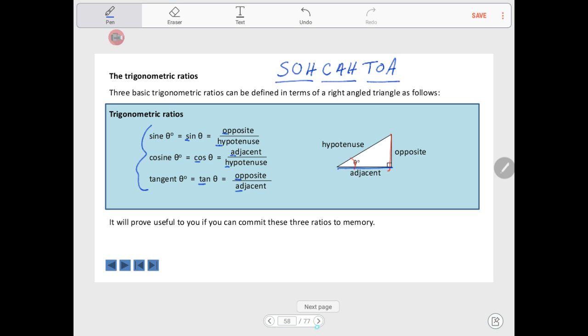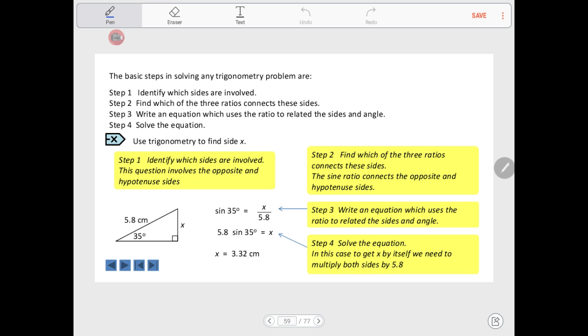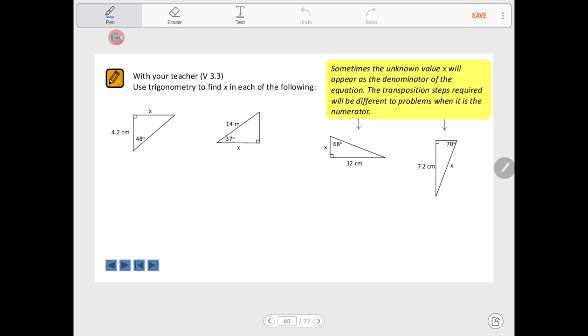So I'll show you how to use Sohcahtoa in an example. Here's a worked example that you could follow, but I'm going to go straight on to these ones here in V3.3. And let's try this one over this side.